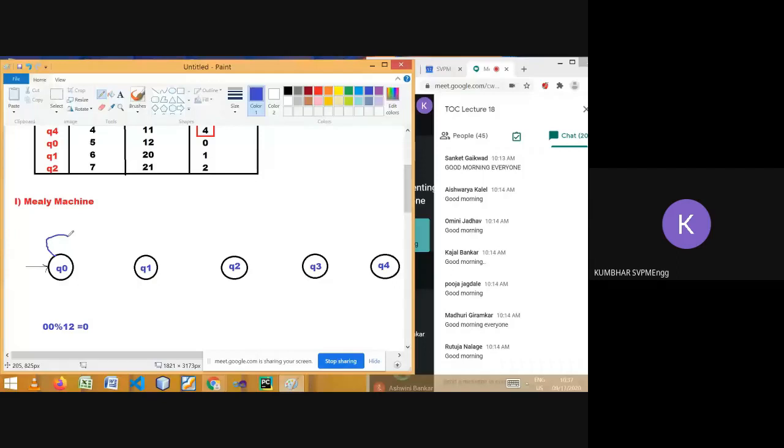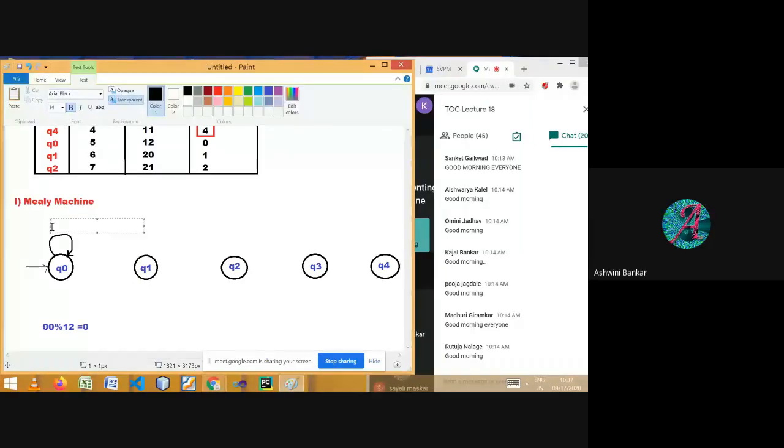Let me change the color. There is the self loop. What is the input? Input is 0, and the output is 0, because how much remainder is it going to print? 0 remainder is going to print. So this is one state.